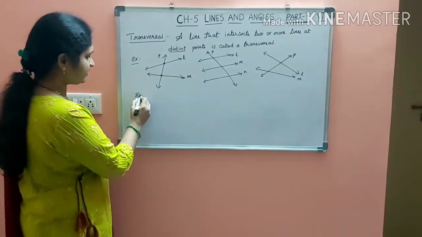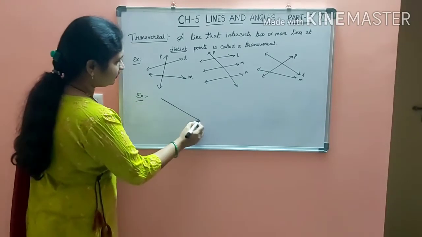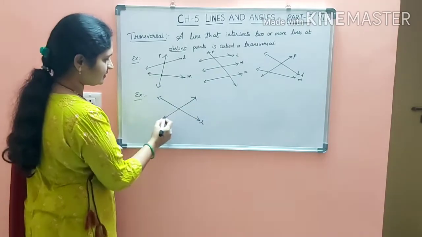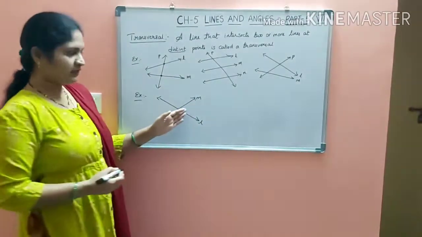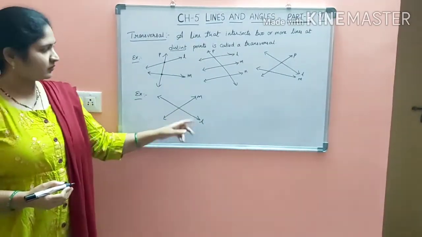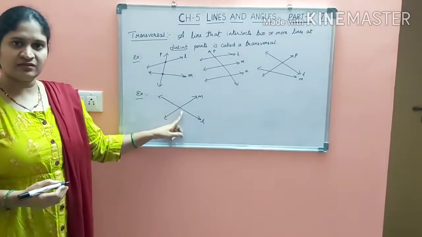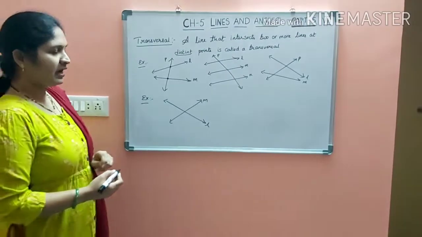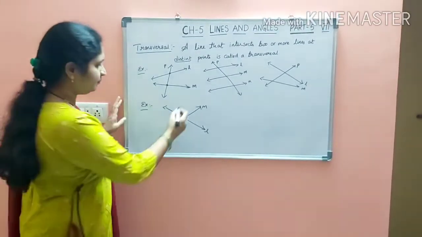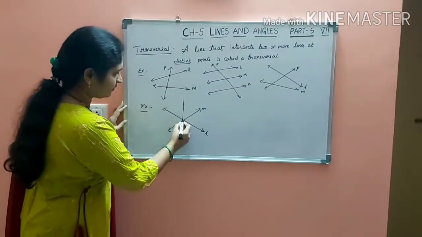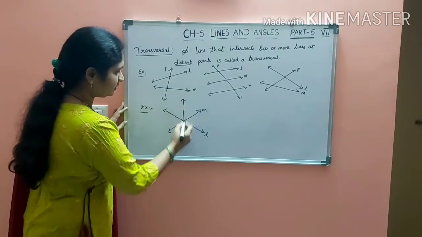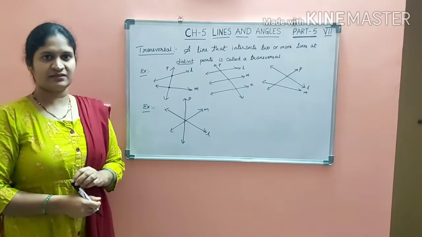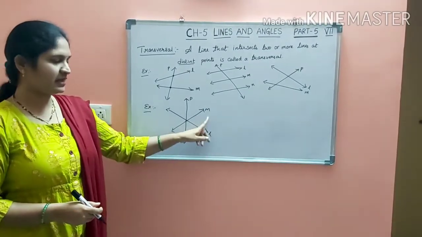Now I am going to give one example here, children. This is the line L and this is the line M. What can we call these two lines? If two lines meet at one point, we call the two lines intersecting lines. Yes. Now I am taking another line P which passes through these two lines. Can you say that P is a transversal for these two lines L and M?